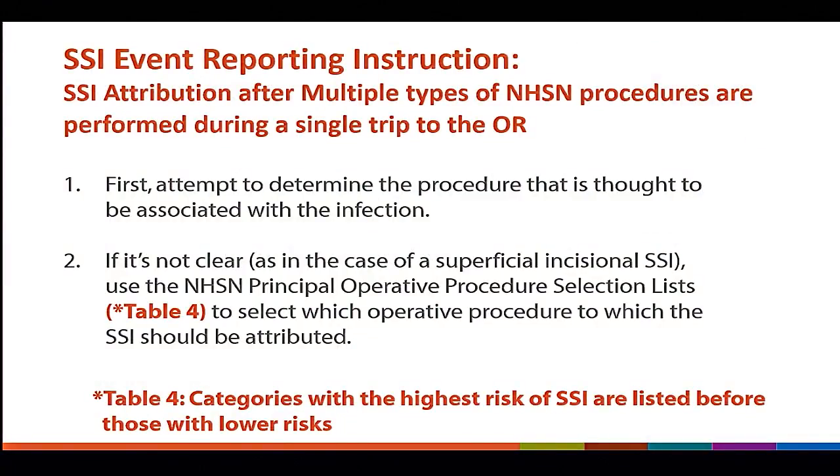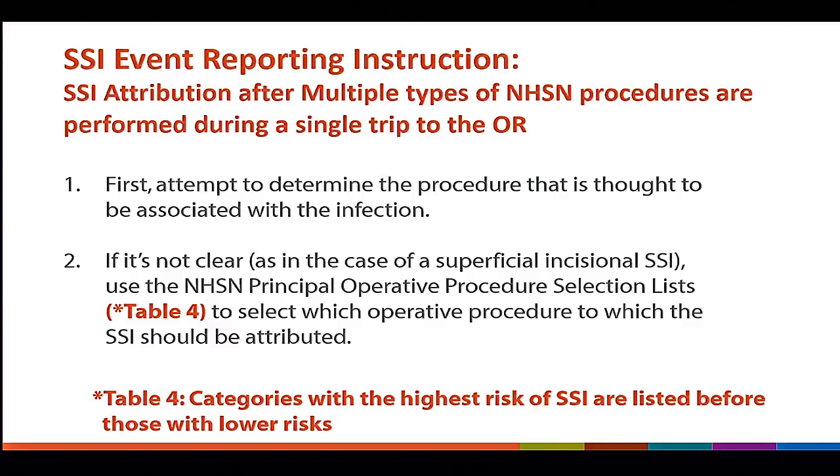And so this is another question that we get from time to time regarding attribution when there's multiple procedures being performed during the same trip to the OR and the patient develops an SSI, and what procedure do we give that SSI to? So when there are multiple types of NHSN operative procedures performed during a single trip to the OR and the patient develops an SSI, you want to first attempt to determine the procedure that is thought to be associated with the infection, through chart review and trying to make that determination.